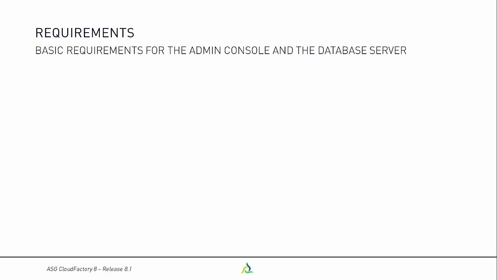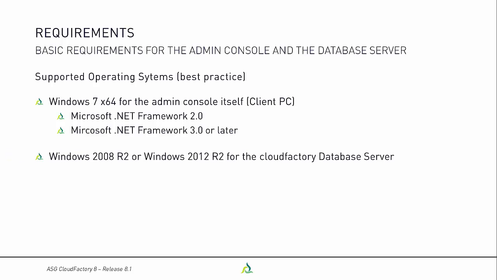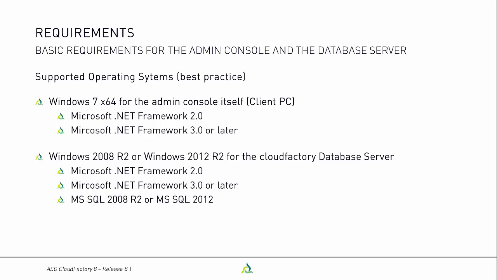Basic requirements for ASG's Cloud Factory 8.1 Admin Console and Database Server. The following operating systems are recommended and reflect best practices: Windows 7 64-bit or Windows 8.1 64-bit for the admin console on an end-user device with Microsoft .NET Framework 2.0 or Microsoft .NET Framework 3.0 or later. And for Cloud Factory Database Server, we recommend Windows 2008 R2 or Windows 2012 R2 with Microsoft .NET Framework 2.0 or Microsoft .NET Framework 3.0 or later, as well as Microsoft SQL Server 2008 R2 or Microsoft SQL Server 2012.